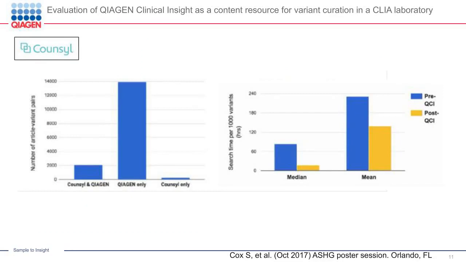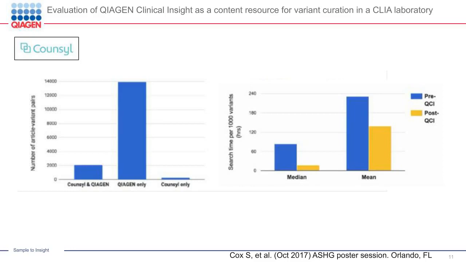So to illustrate how extensive our variant coverage and our content is, Counsel is a health technology company that offers carrier screening and hereditary cancer risk assessment. And last month at the American Society of Human Genetics meeting, Counsel presented their findings in a poster from an evaluation they performed. The goal of this evaluation was to assess whether utilization of QIAGEN's variant-specific bibliographies within QCI could match the level of accuracy and quality of Counsel's in-house manual curation and pipeline. So they looked at around 2,000 variants that they reviewed over a three-month period.